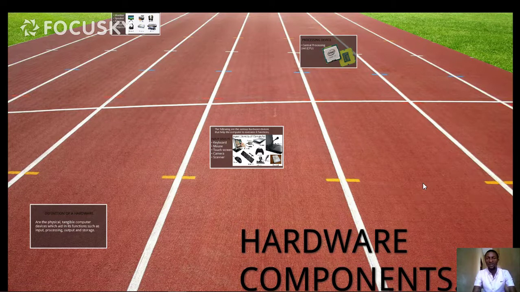Today too we are going to learn a new topic in ICT. And our topic for today is hardware components. So what is hardware components? Let's dive into them and know what hardware component entails. So what is a hardware component?